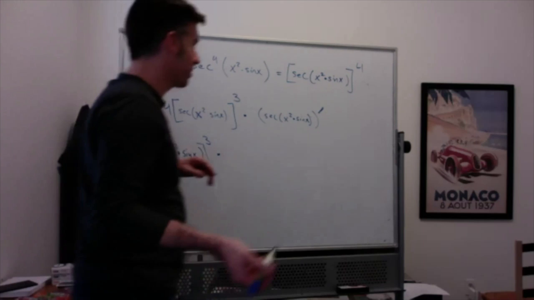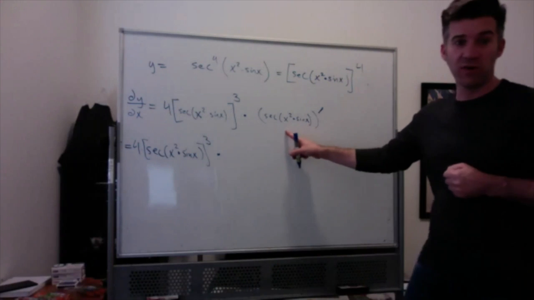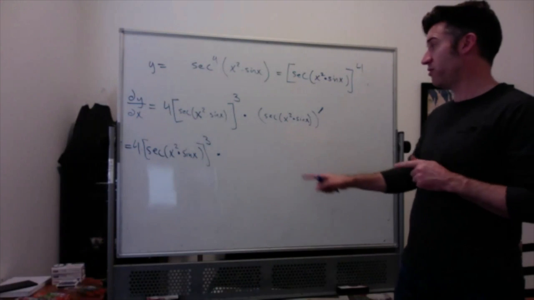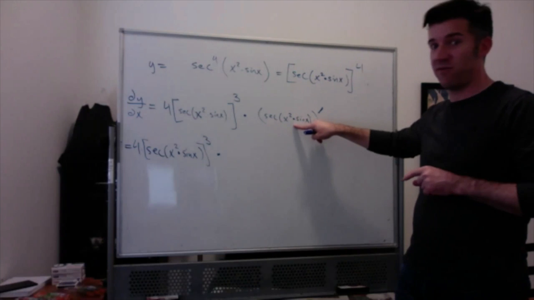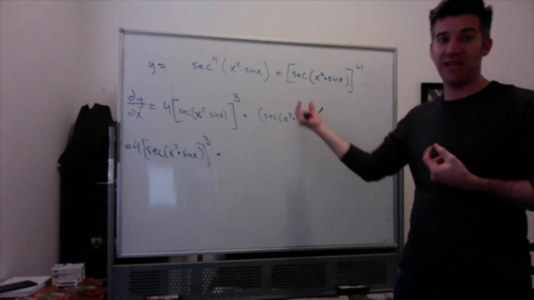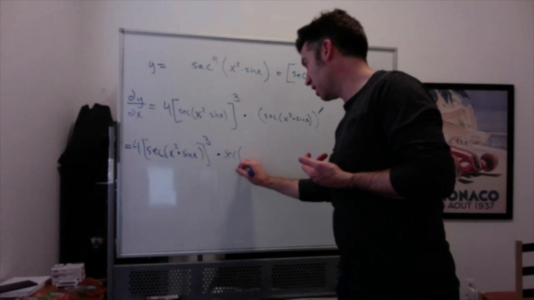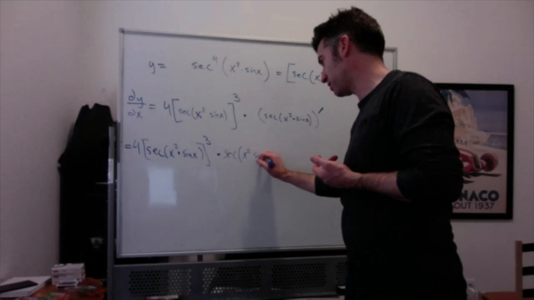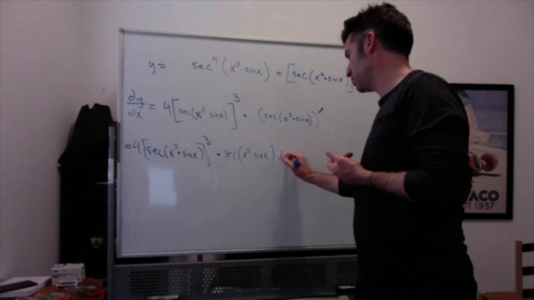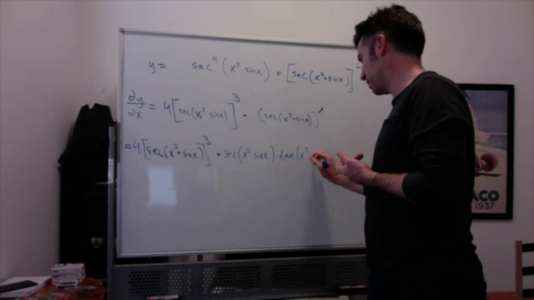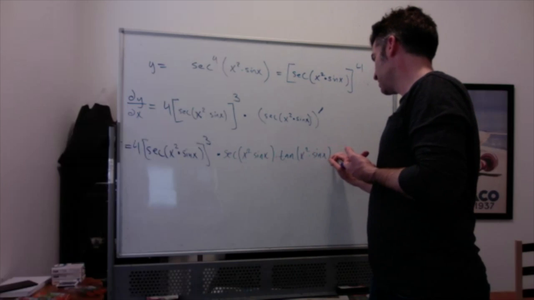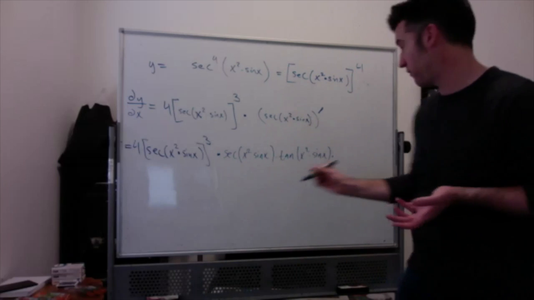times, okay, this is definitely one that threw a few people on the quiz. The derivative of secant of some stuff is secant of that stuff times tangent of that stuff. So it's going to be secant of x squared times sine of x times tangent of x squared times sine of x times the derivative of the stuff.